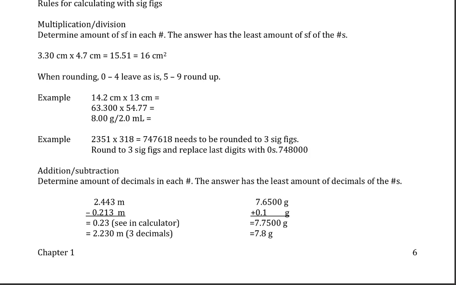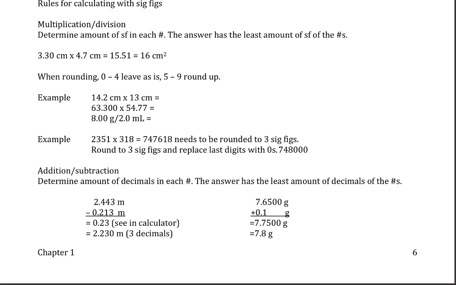That is to say, it's as if we're making that final measurement, 2.230, using whatever measuring device we used to make the other 2 measurements, which was a measuring device that allowed us to have 3 decimals.